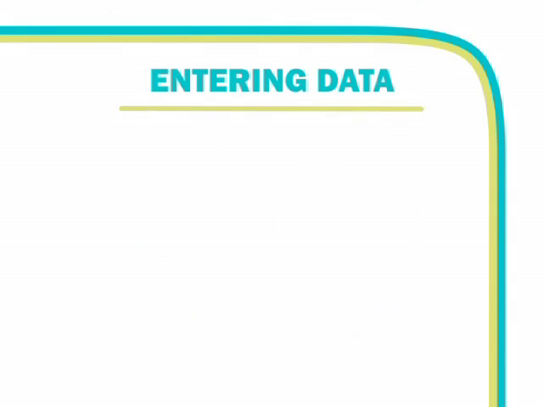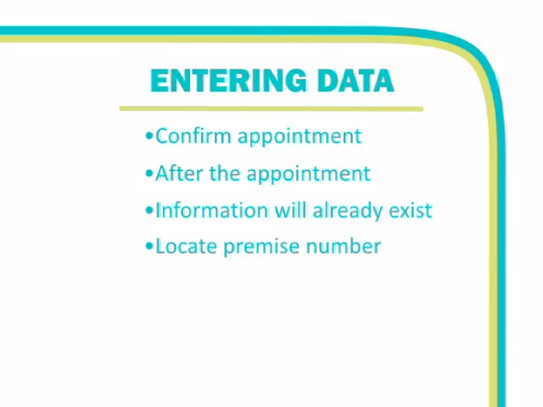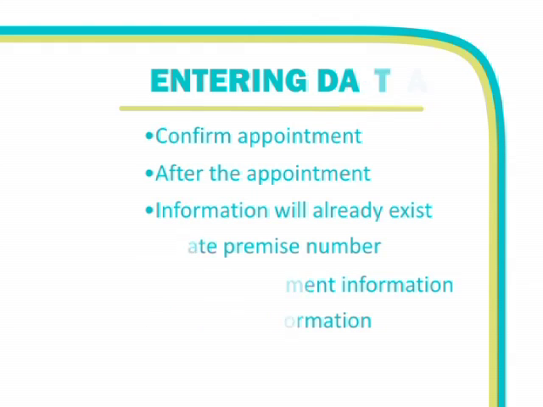You will be responsible for entering data to confirm the installation appointment and within 1 business day after the appointment is performed. In most cases, the customer's information will already exist in the Yukon system, and you will only need to locate the customer's premise number, update it with information about the equipment that was installed, and add some additional information that was collected at the time of the installation. In some cases, you may have to enter all of the customer's information.